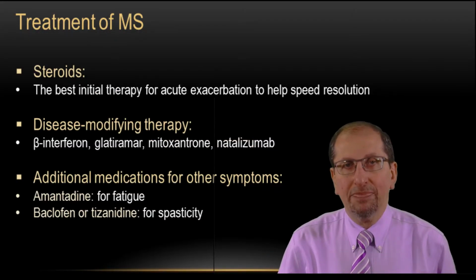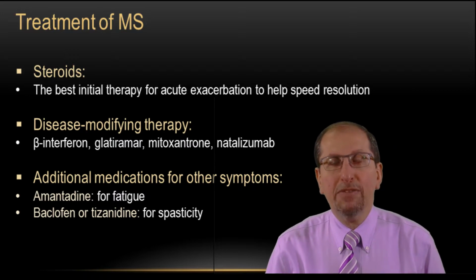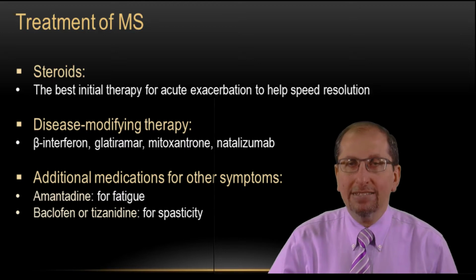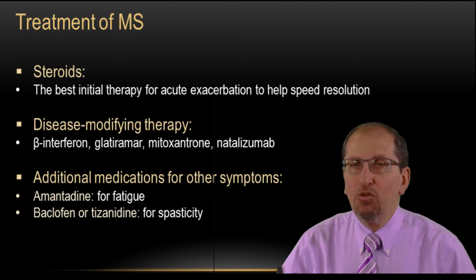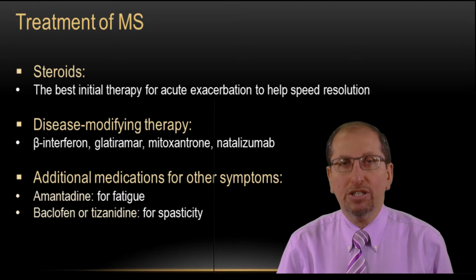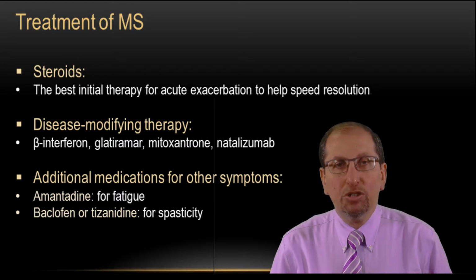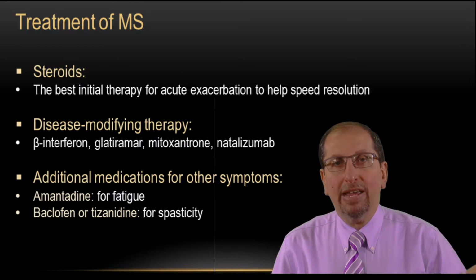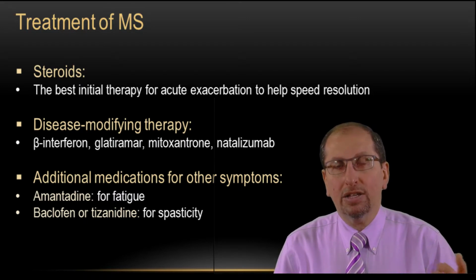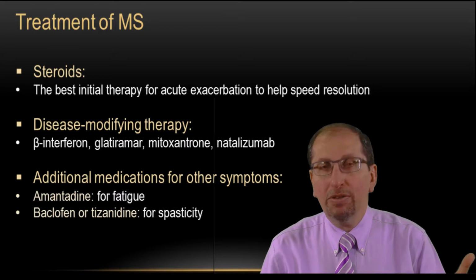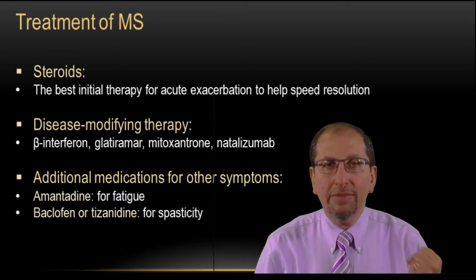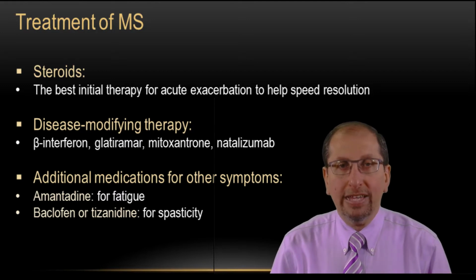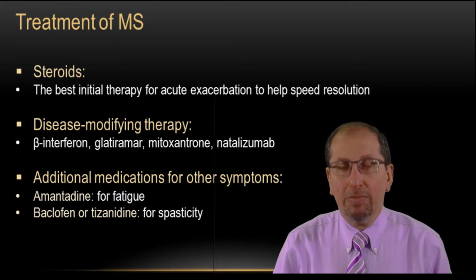Treatment of MS. Steroids are the best initial therapy for acute exacerbations. When the patient has excessive worsening of symptoms, this is the time for steroids. And we can use disease-modifying therapy like beta interferon, glatiramer, mitoxantrone, and natalizumab. Natalizumab is a monoclonal antibody. And additional medications for other symptoms: amantadine for fatigue, baclofen for muscle spasticity.